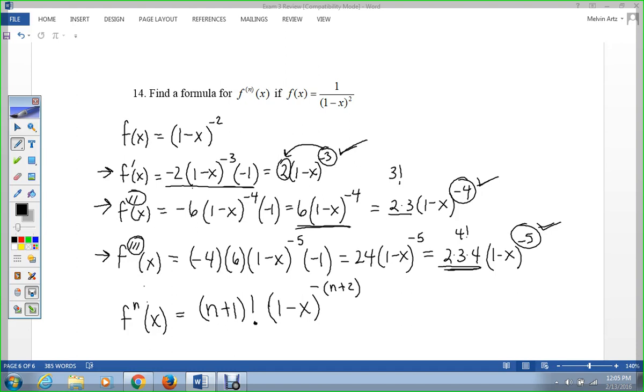And you could rewrite that as n plus 1 factorial divided by 1 minus x to the n plus 1, because you could take that negative exponent to the denominator. So we could say this 1 minus x all to the n plus 1. And that would be our formula for the nth derivative of this function here.